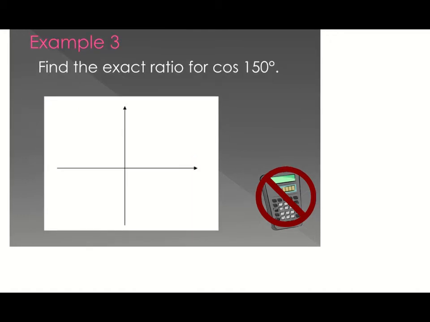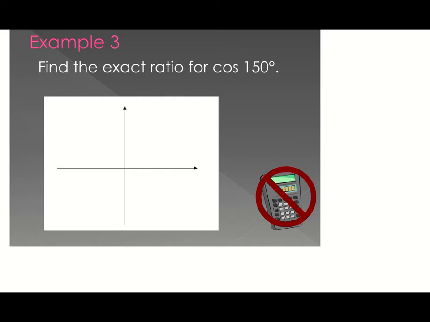All right, so we've done an example in the first and second quadrant. So how about you guys go ahead and try this one. Find the exact ratio for cosine of 150 degrees. So draw your angle, find your reference angle and draw your triangle, label your triangle, and then find cosine of 150. Then go ahead and play the video to check your answer.